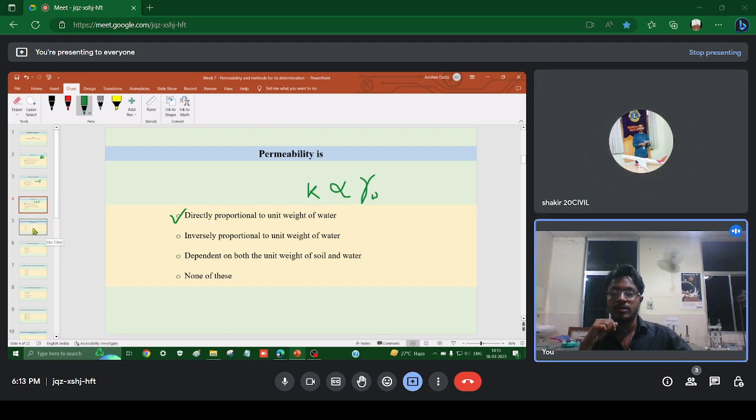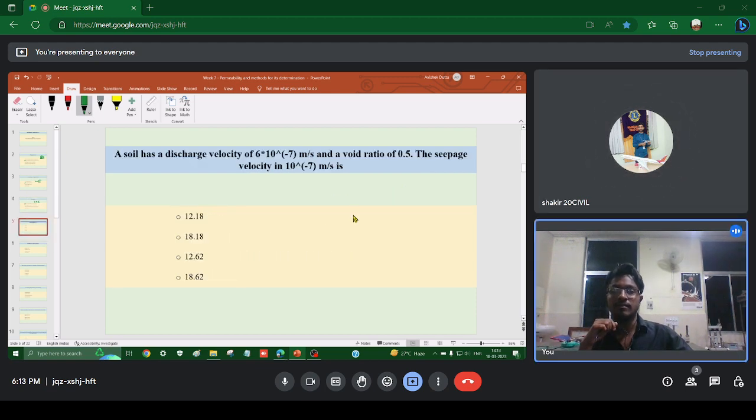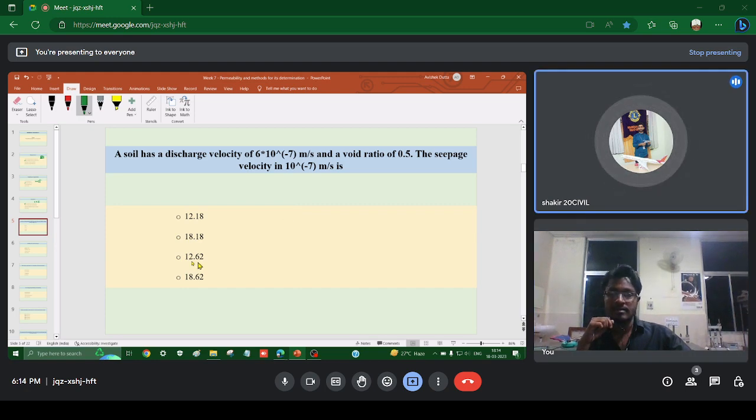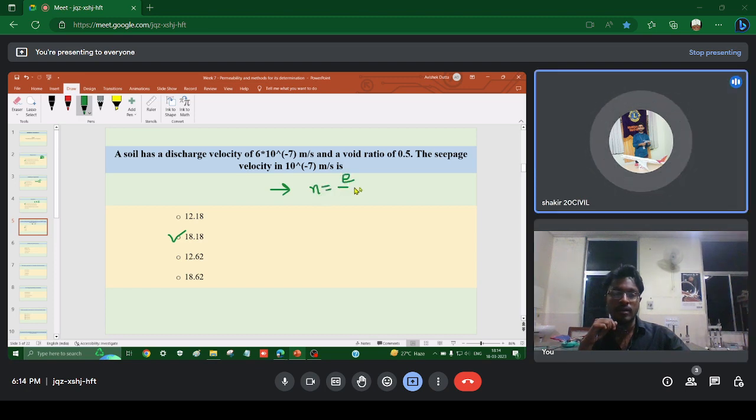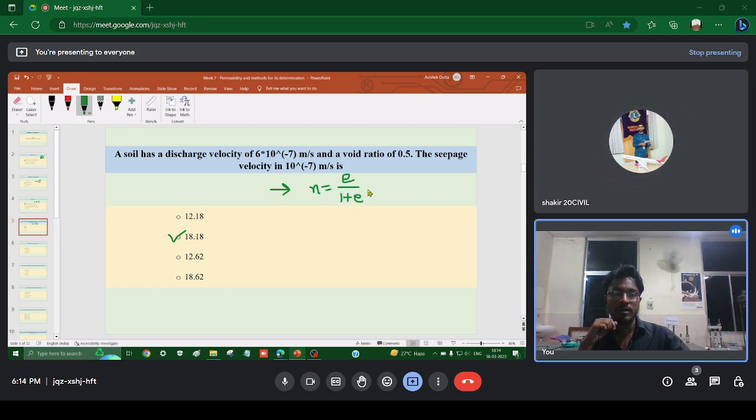Okay. Next question. Discharge velocity is this, void ratio is this, seepage velocity in 10 to the power minus 7 meter per second. What is the answer? Second one, sir, 18.18 into 10 to the power minus 7. Yes. What is the first step you have to do over here? You have to find out the porosity, isn't it? Yes, sir. Porosity equals e divided by 1 plus e. So what is the answer of porosity? 0.33, right? Yes, sir.